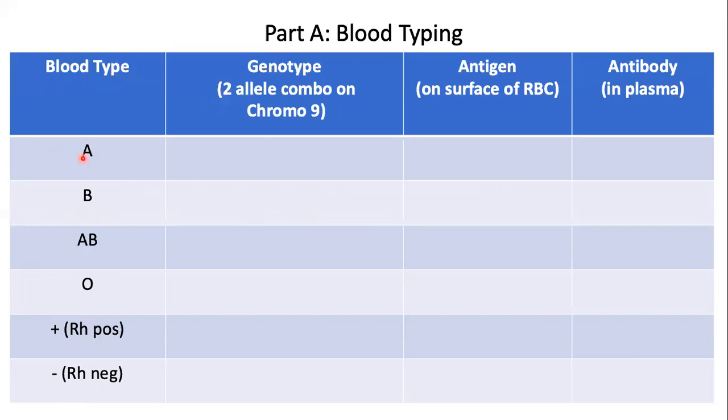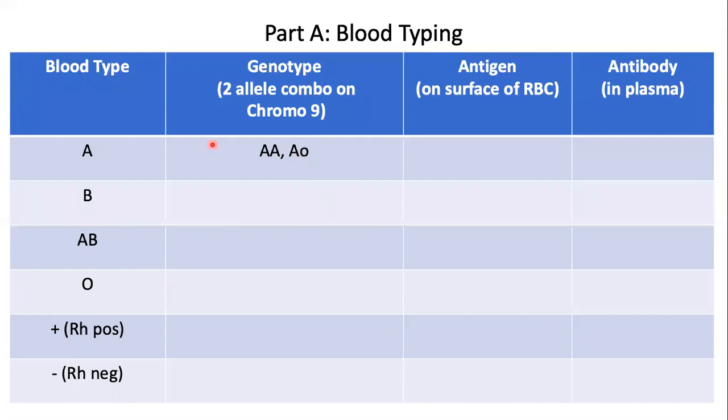If we have blood type A, what two alleles could we have on chromosome 9? So we could have an A from mom and an A from dad, or we could have an A from mom and an O from dad, right? If we have two A's, that's going to give us blood type A. If we have an A and an O, remember A is dominant over O and O is recessive, so we're going to display A on the surface of our red blood cells.